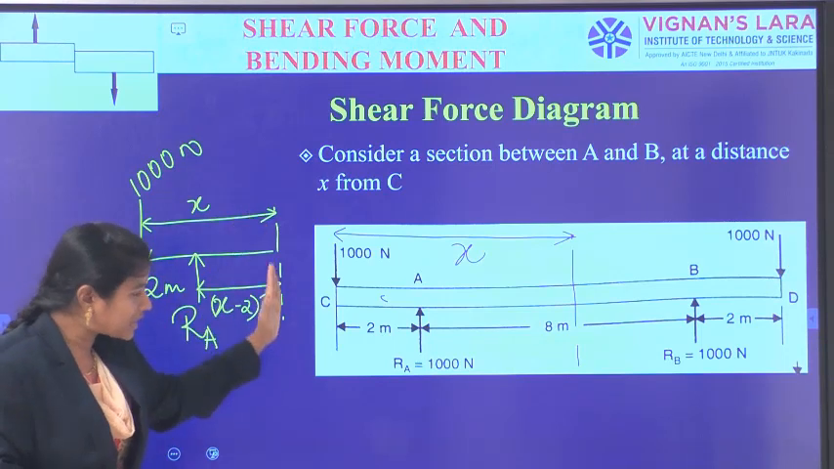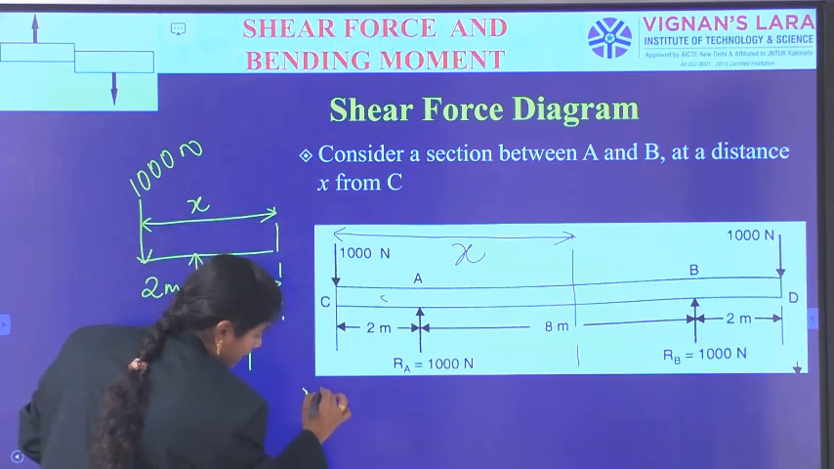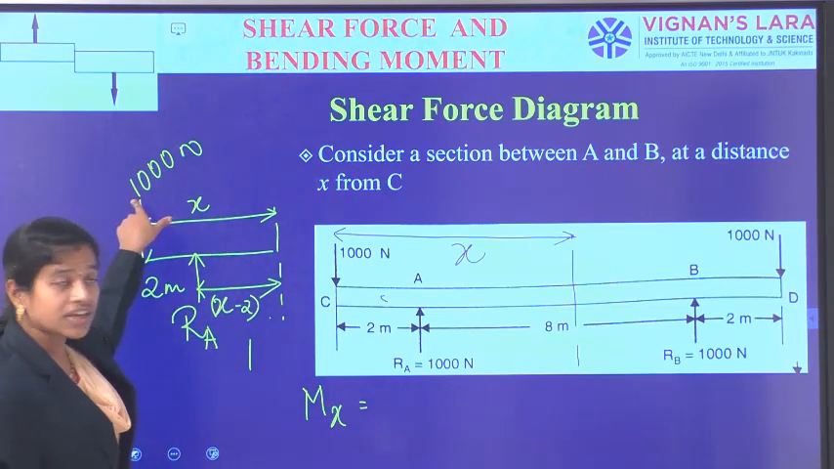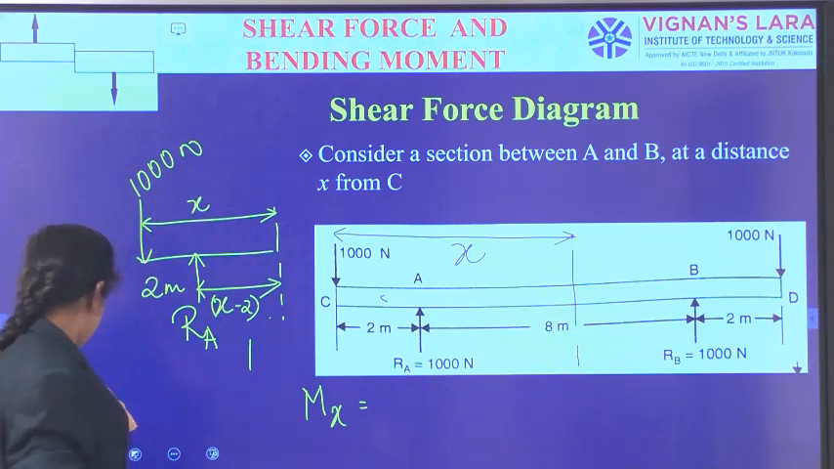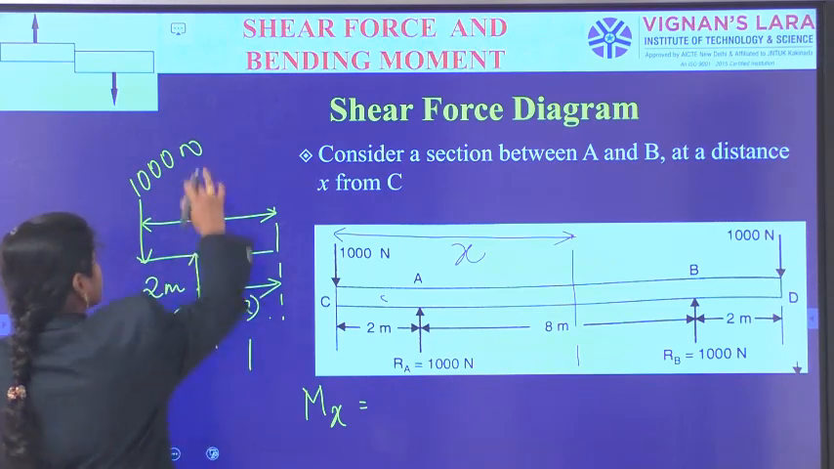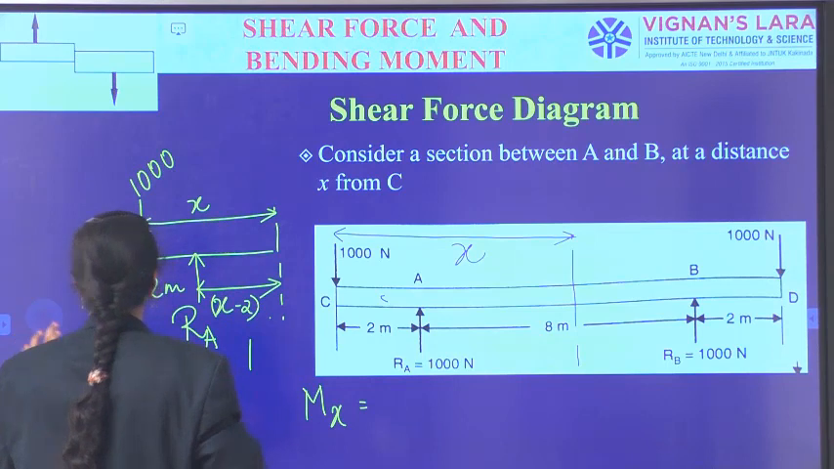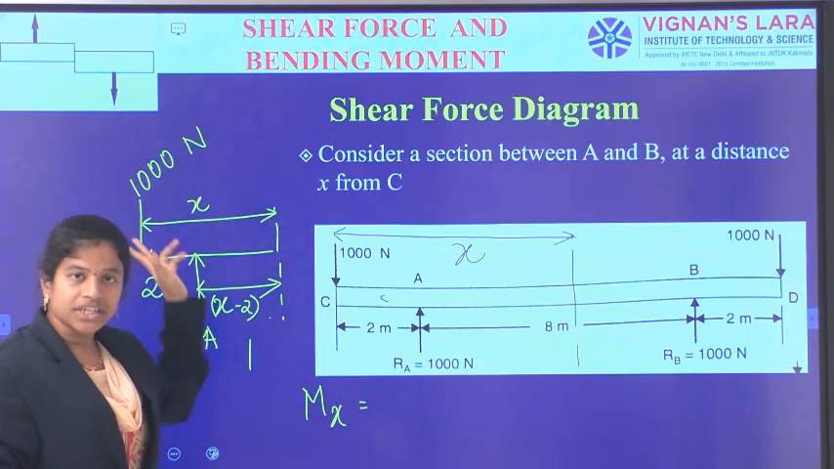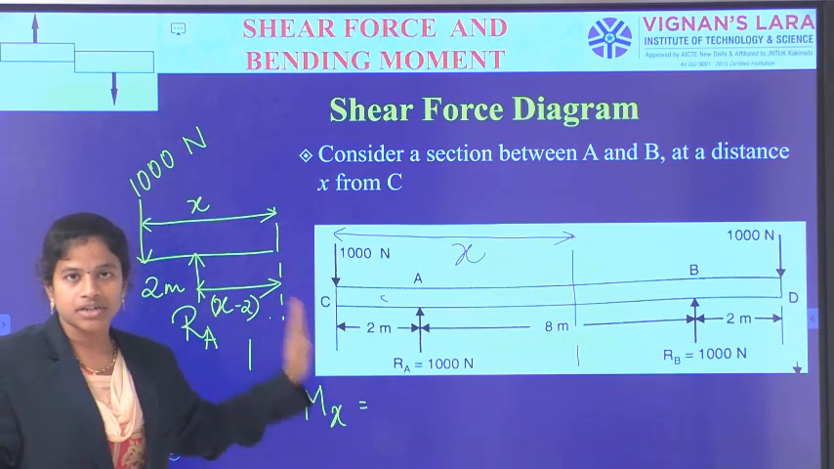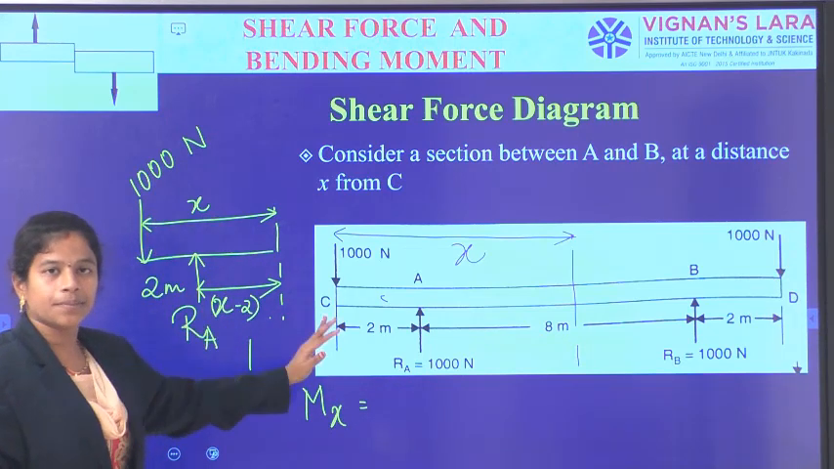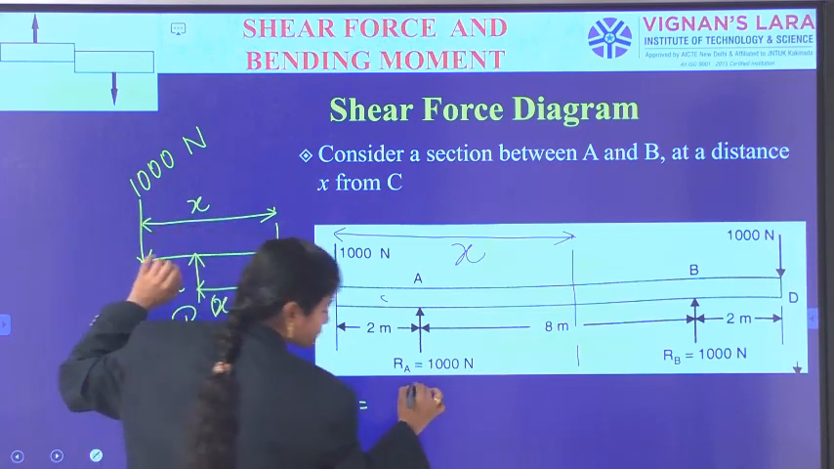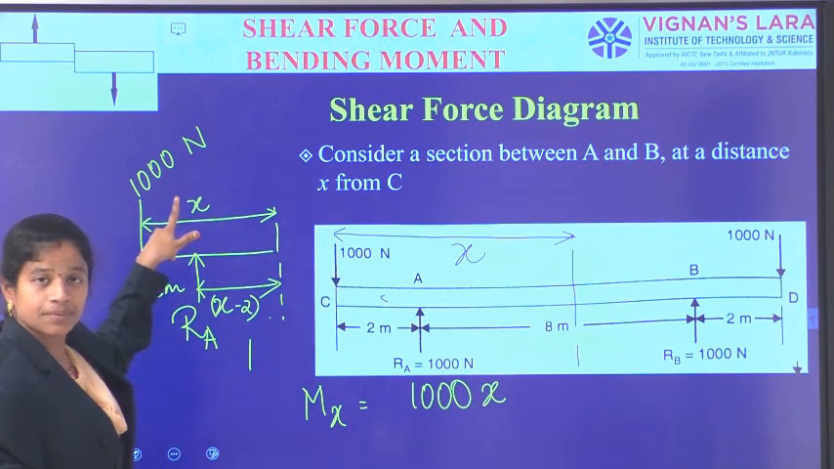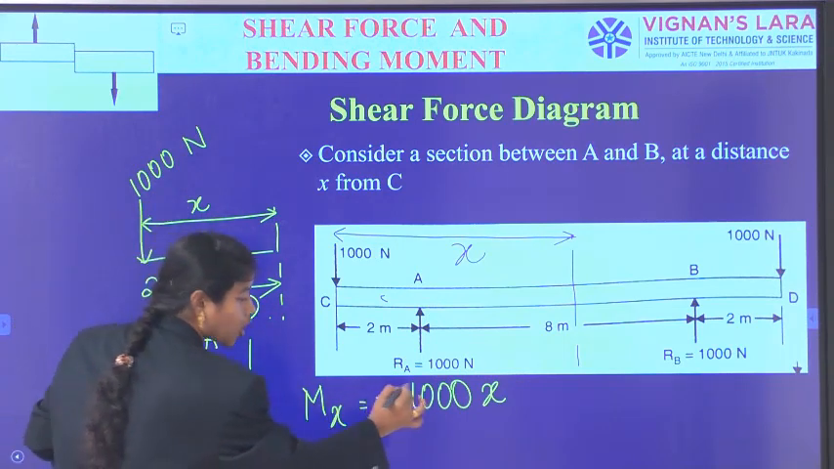Now bending moment about this section line, Mx is equal to, what are the forces involved here? It is involving a 1000 Newton force and it is involving RA also. So these two forces will produce corresponding moment. So force into perpendicular distance, force into perpendicular distance. Now 1000 into x, as this is the perpendicular distance, as it is causing hogging type moment.